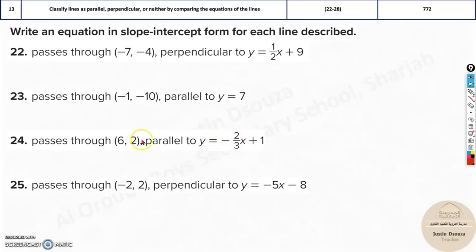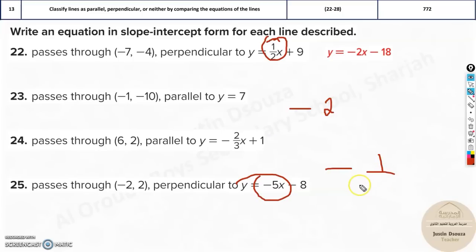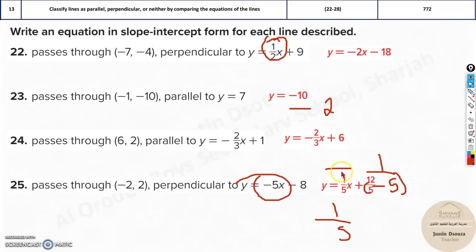When parallel, you can easily find the slope. For perpendicular, you need to multiply, and m1 times m2 equals minus 1. Or you can write even the negative reciprocal. Now, for example, if you know this is the slope, it will always be the negative and reciprocal. The reciprocal of 1 by 2 is 2. Now, where is perpendicular over here? Negative reciprocal: negative, minus, and the reciprocal of minus 5. So it will be 1 divided by minus 5. It will be 1 by 5. The slope will be 1 by 5.